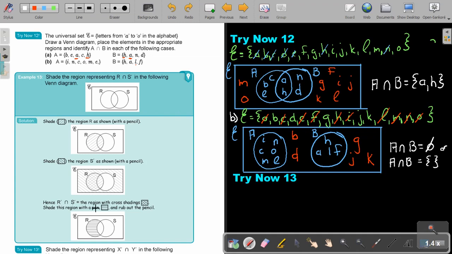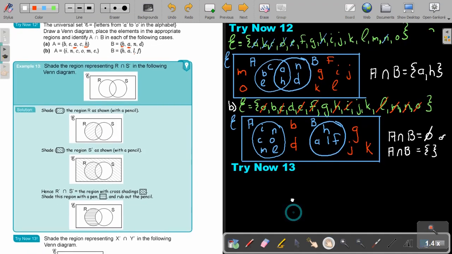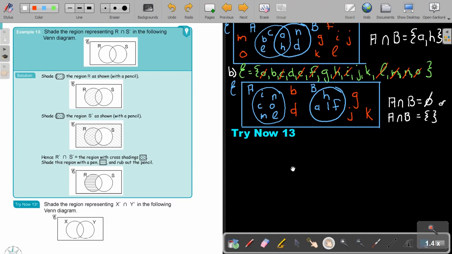Okay, let's look at example 13. I can move up a little bit. Shade the region represented by this using the Venn diagram. Okay, let's first just focus on shading, and then I'll show you my number method. So first the shading, R, just shade R.